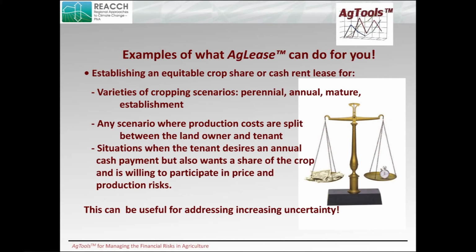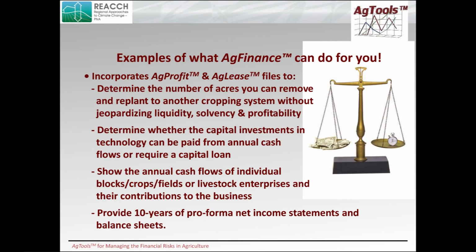Ag Lease is the second of the three programs. It'll help you develop equitable crop and cash share leases. And finally, Ag Finance is the third program. It covers the whole farm or whole business. It looks at everything. How we do it is we incorporate budget files developed in Ag Profit and Ag Lease and then we plug them into Ag Finance, and it'll tell us, okay, out of the 5 fields I have, which ones are making money, which ones aren't, what do I need to change in my operation to increase my liquidity, solvency, and profitability.